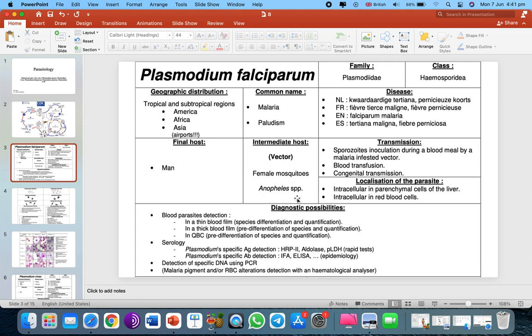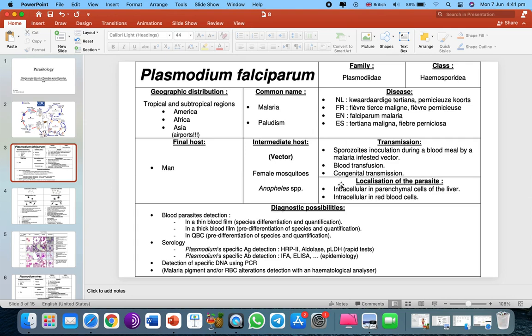Okay, Anopheles. The transmission, sporozoites, as I have mentioned, is through the blood meal of the infected vector. And it can be transmitted through blood transfusion or congenital transmission. What is congenital transmission? Congenital transmission means from the pregnant woman to her baby, to her fetus, okay?